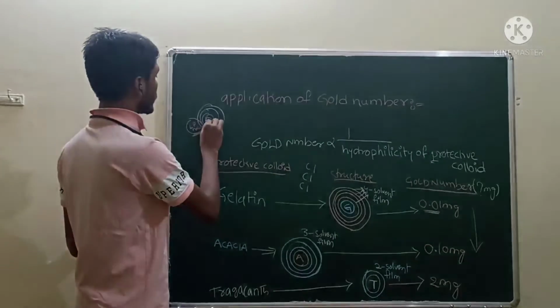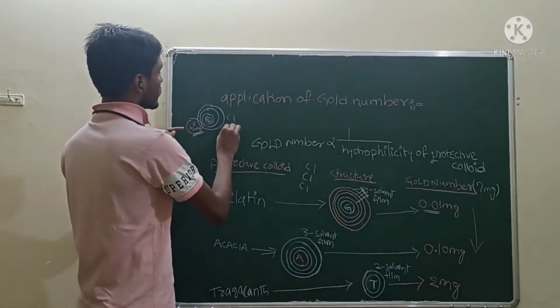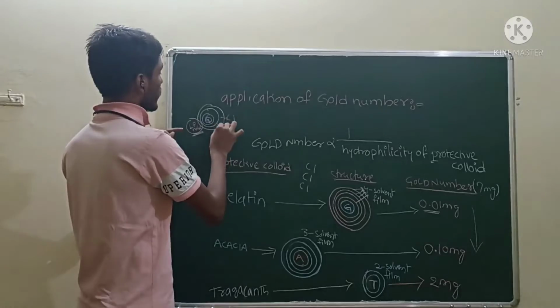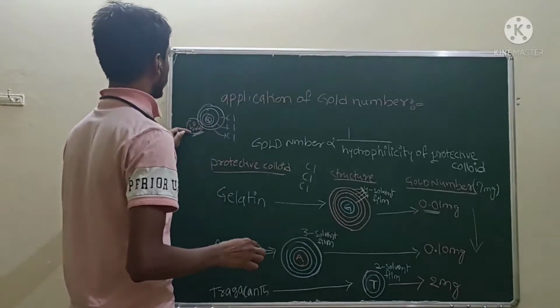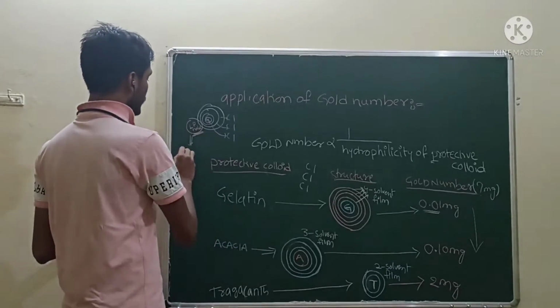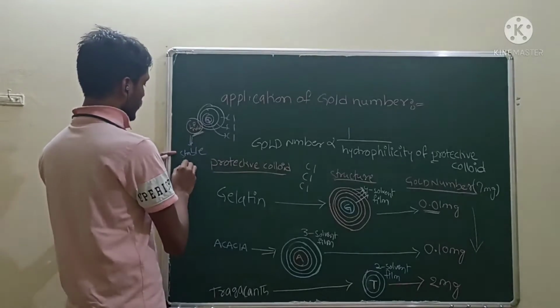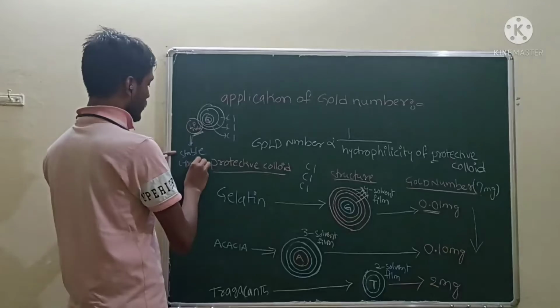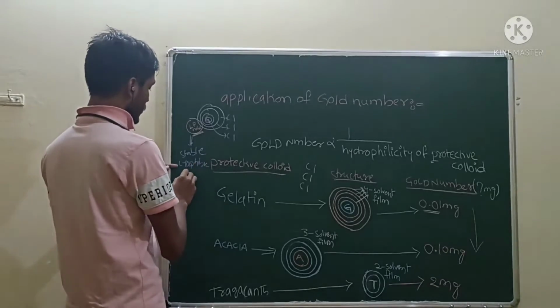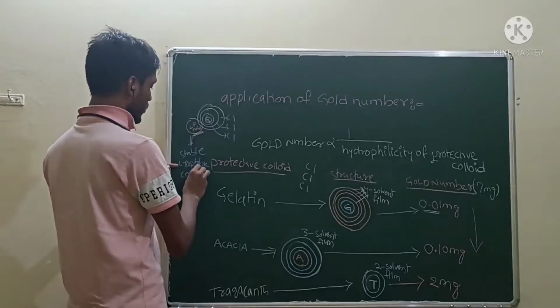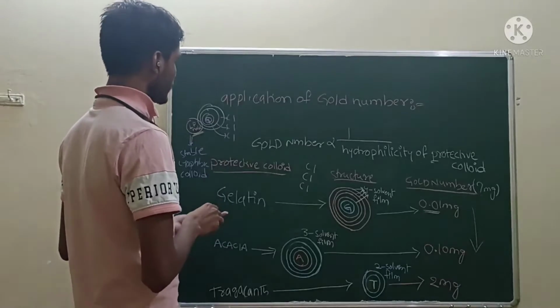How can I represent this? This is gelatin. Three chloride ions remove three solvent films. So finally, a stable lyophobic colloid is formed.